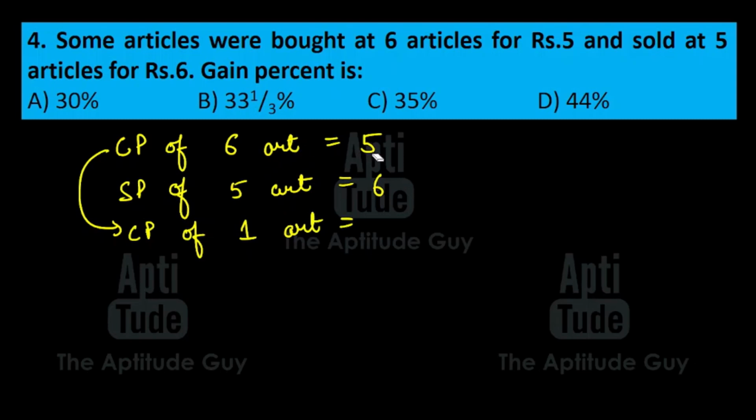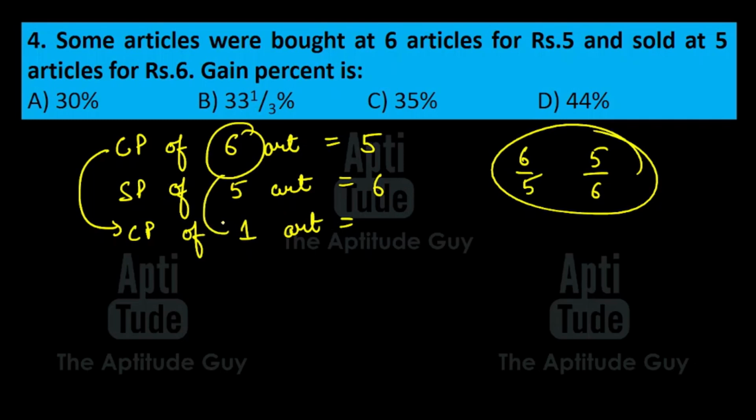Cost price of 6 articles is 5 rupees. So cost price of 1 article is how much? Sometimes people say 6 by 5. Sometimes people say 5 by 6. If you are also confused with this, then I'll tell you something which will completely remove that confusion forever. Always remember, whatever becomes 1, that goes to the denominator. What has become 1 over here? The number of articles. Cost price of 6 articles is 5 rupees. So cost price of 1 article will be how much? What becomes 1? 6 becomes 1. So 6 goes to the denominator and cost price of 1 article becomes 5 by 6.